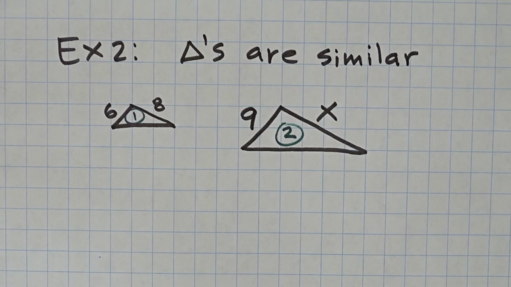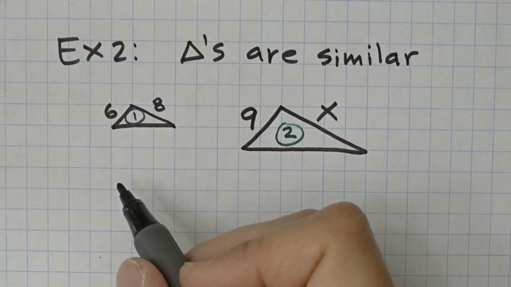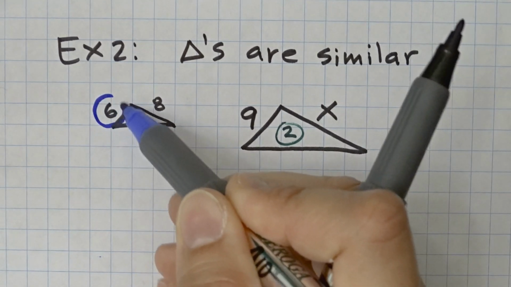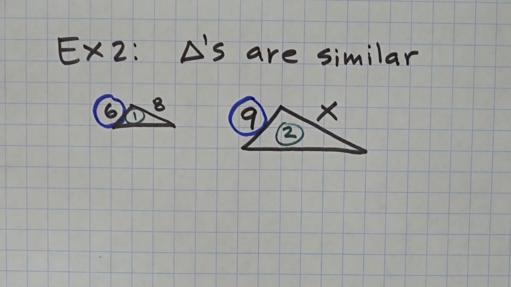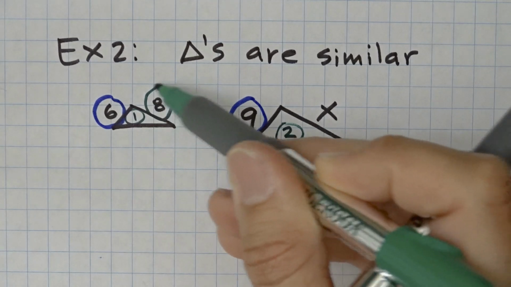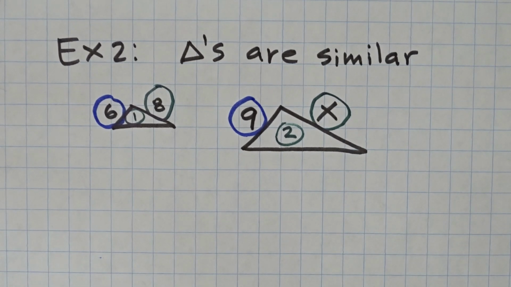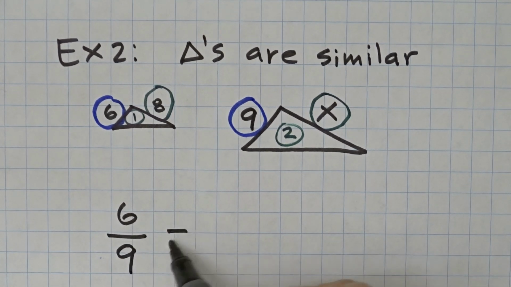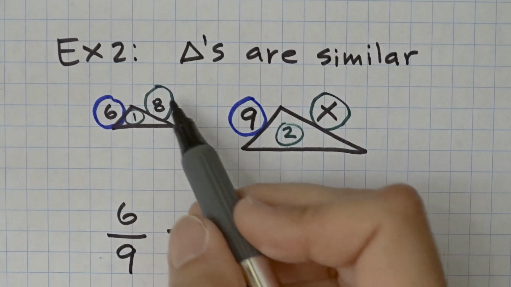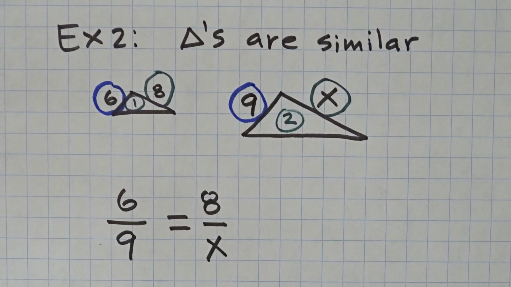So what I mean is, we're going to write a proportion that links 6 corresponds to 9. That's going to be one of my fractions. And I know that 8 corresponds to x. They are the matching sides. So that would be my second fraction. So when I'm setting up my fractions, you always want to start with the first triangle. So we'll start with 6 over 9 equals, again, start at your first triangle on the other side, 8, which corresponds to x. All right?